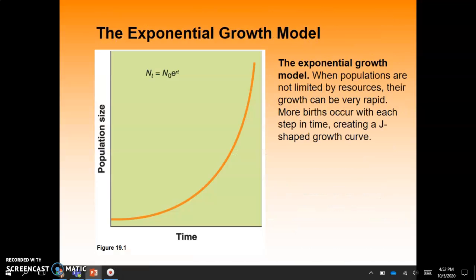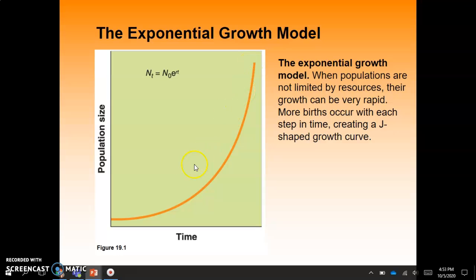So this is what the exponential growth model looks like. When populations are not limited by resources, their growth can be very rapid. More bursts occur with each step in time, creating a J-shaped growth curve. Here we see on our x-axis we have time, and on our y-axis we have our population size. So as time increases, assuming a perfect world, there are no disturbances and plenty of access to resources, over time this population just keeps increasing and increasing exponentially.